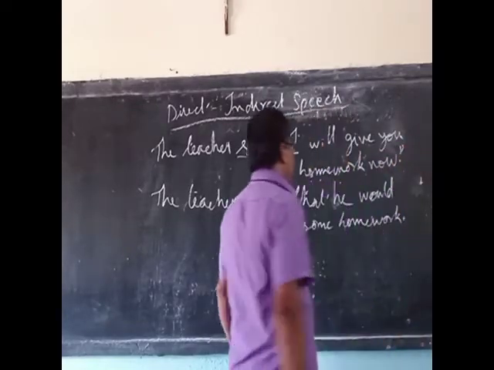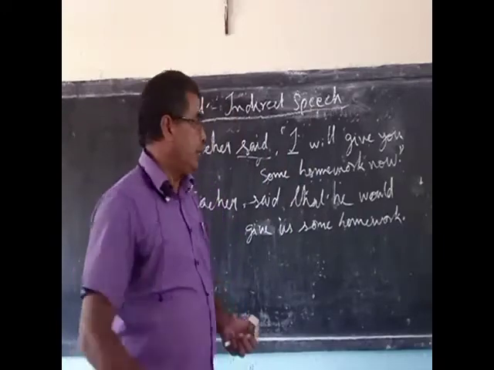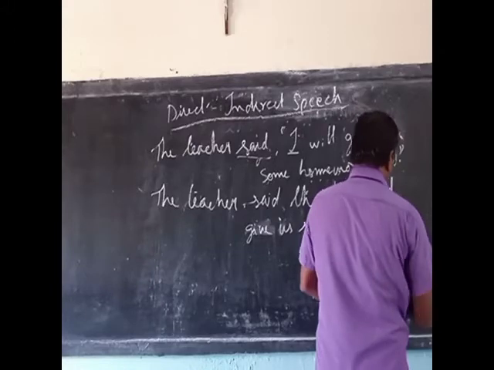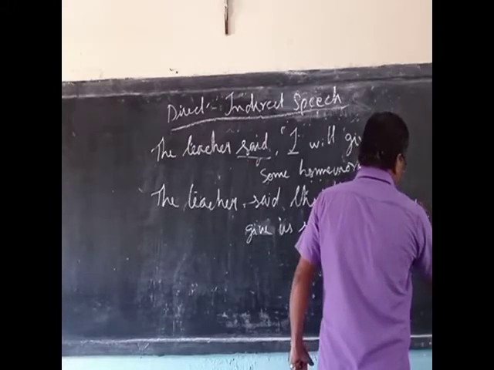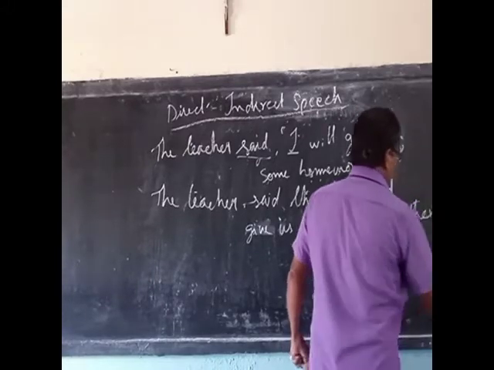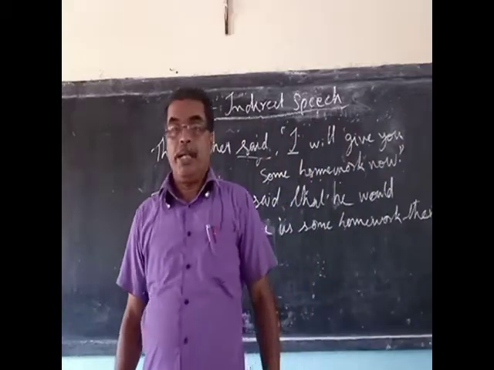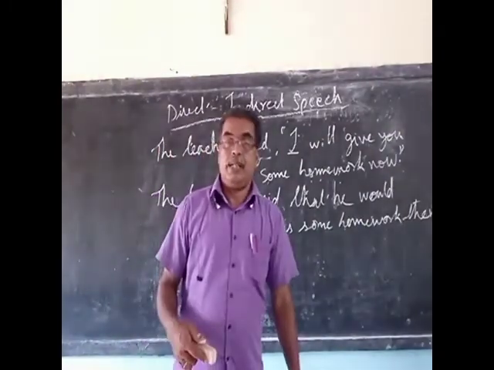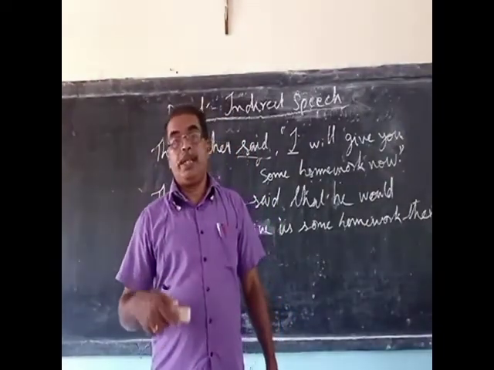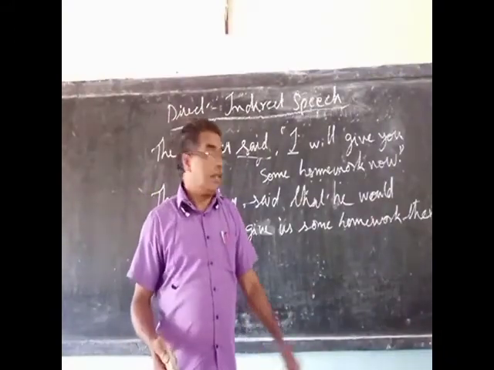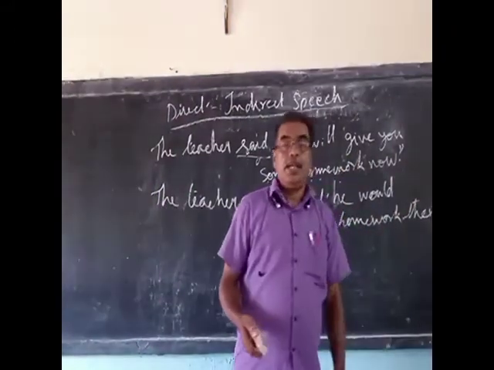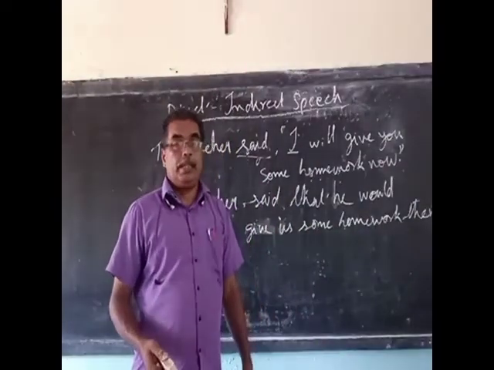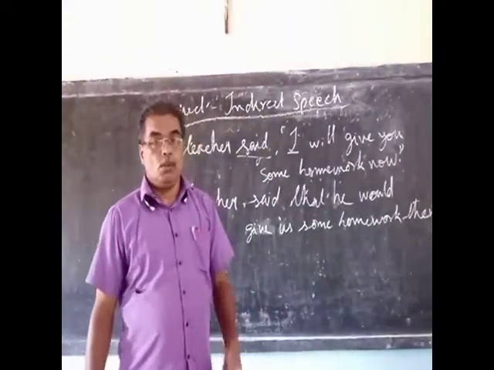I will give you some homework now. Then this now would change into then. That is what rule number 3 says. Okay, rule number 3 I'll tell you once again. Words showing nearness to the speaker would change into words showing distance. As a result, now becomes then, here becomes there, this becomes that, and so on. That is the third rule.